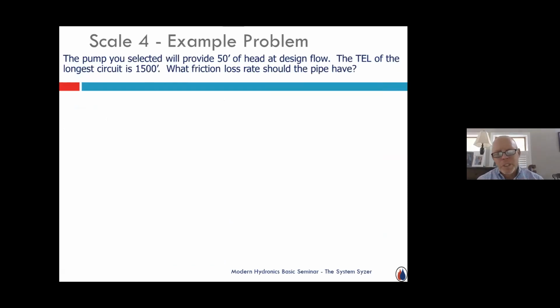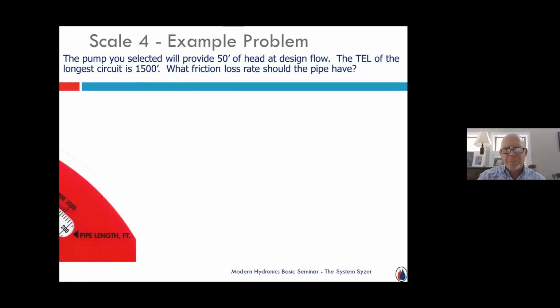So this is kind of a weird way of approaching it, but it is sometimes used as an application. The pump you selected will provide 50 feet of head at the design flow rate. The TEL of the longest circuit is 1,500 feet. What friction loss rate should the pipe have? So we're kind of working backwards, but what we're saying here is we're handicapped at 50 feet. We can't provide any more head loss than 50 feet. We know the circuit's 1,500 TEL. So as I'm picking my pipe, what frictional loss should I be using when I select my pipe?